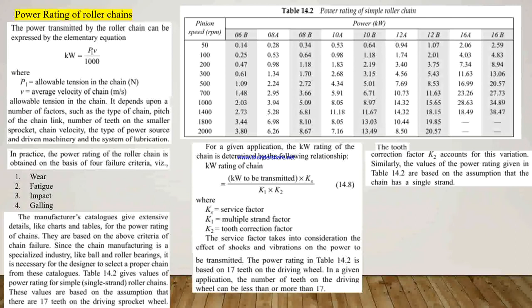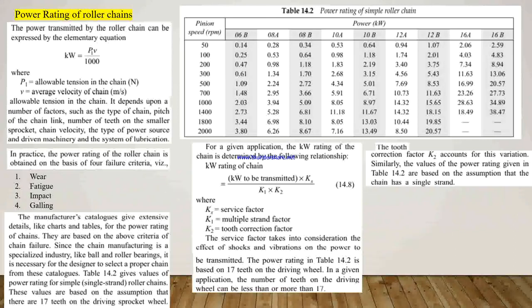In practice, the power rating of the roller chain is obtained on the basis of 4 failure criteria. These 4 failure criteria are wear, fatigue, impact, and galling. First, we see wear. Wear of the chain is caused by the articulation of pins in the bushing, and the wear results in elongation of the chain. This makes the chain ride out on the sprocket teeth, resulting in a faulty engagement. When the elongation is excessive, it becomes necessary to replace the chain, and the permissible elongation is 1.5 to 2.5%.